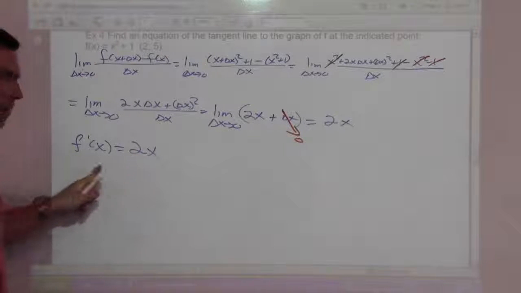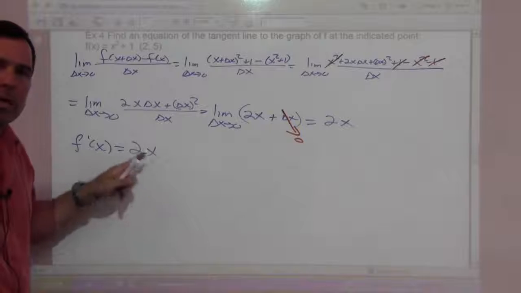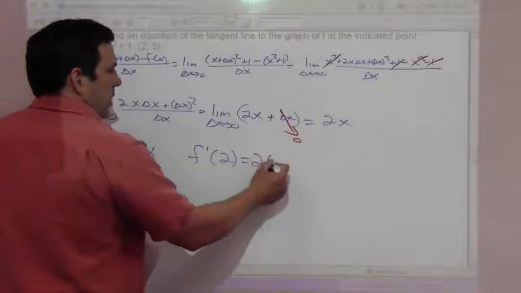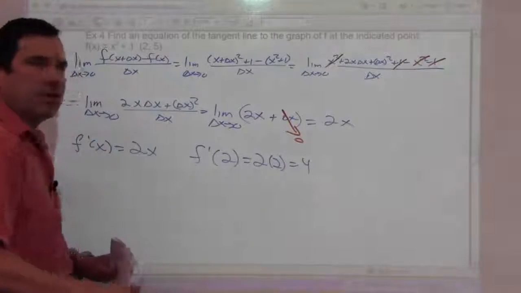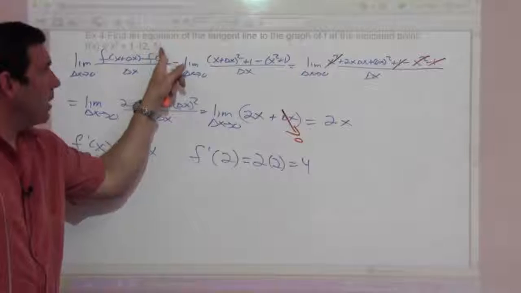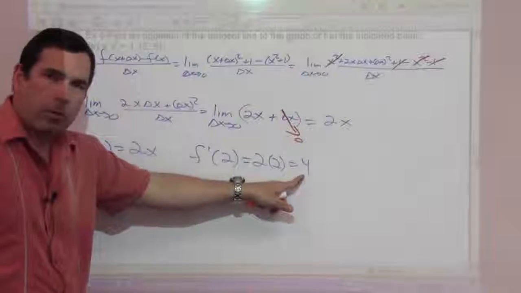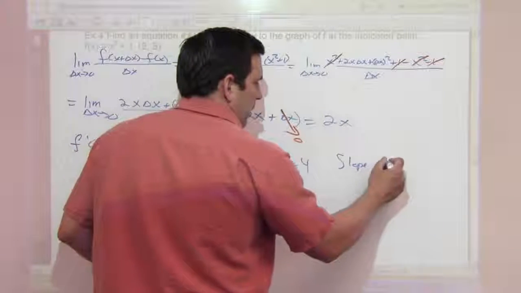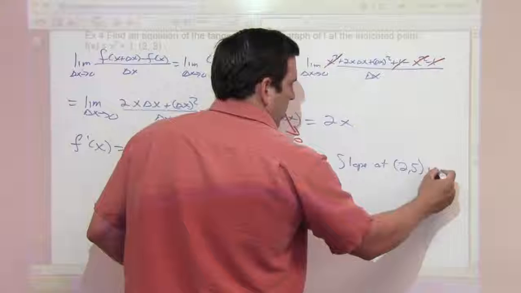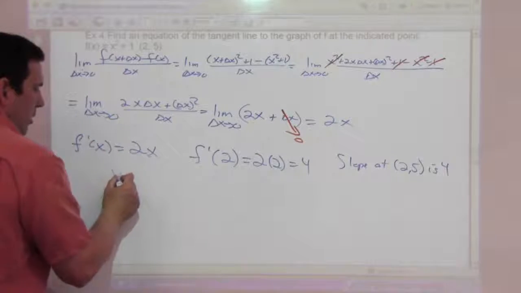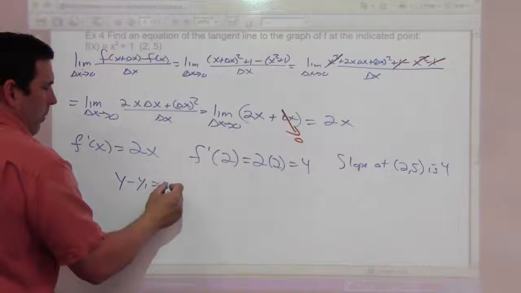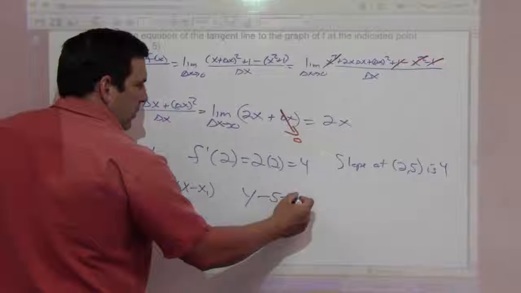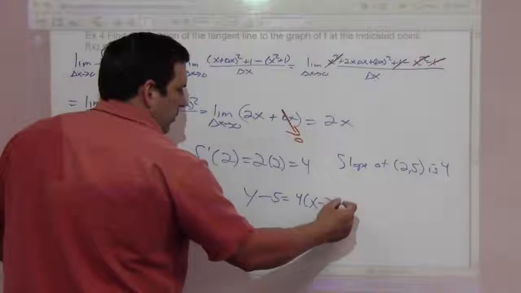What this means is that this function will give us the slope at any point on x. So f prime at 2 is going to be 2 times 2, which is 4. Which means our slope when we're at the point (2, 5) is 4. So we can use the point slope formula, y minus y1 equals m times x minus x1. So y minus 5 equals 4 times x minus 2.